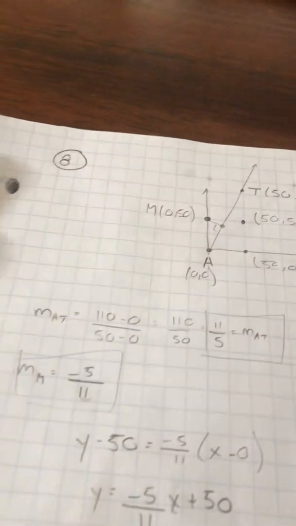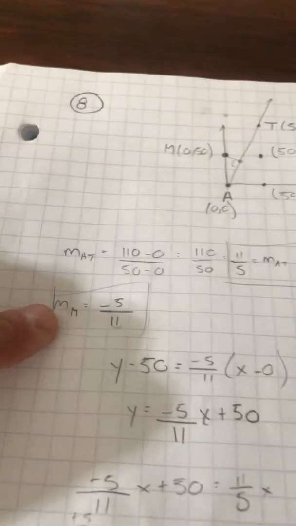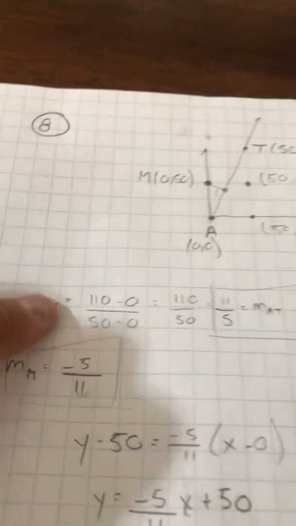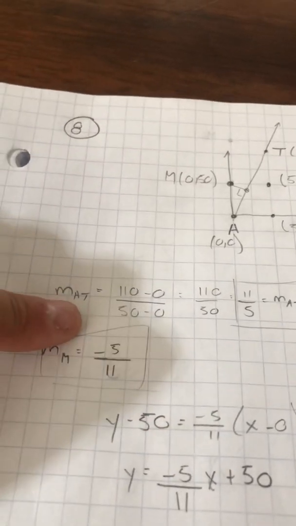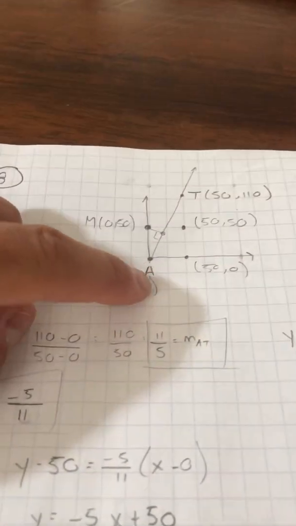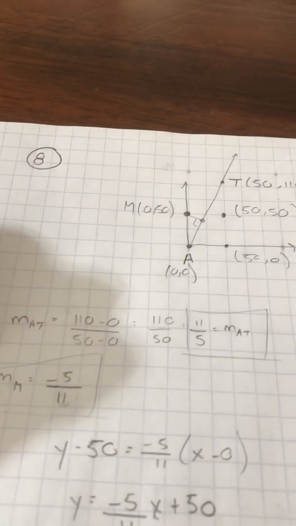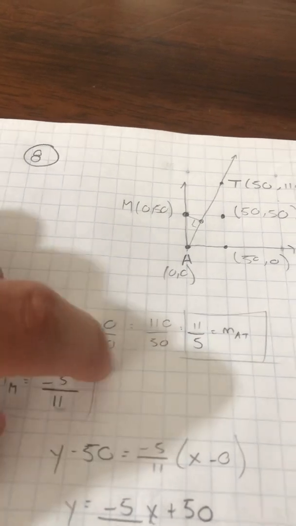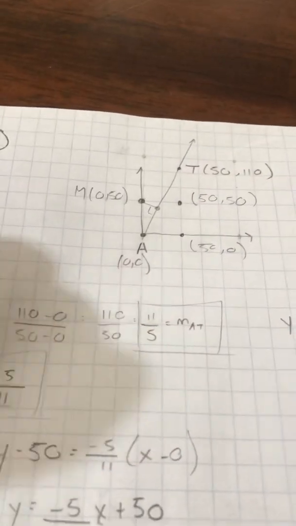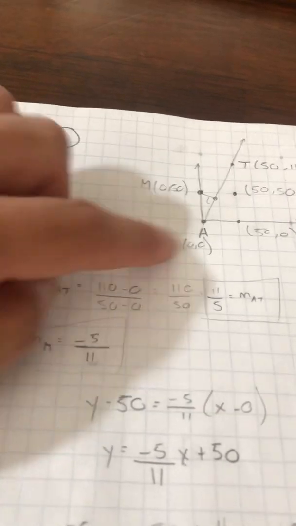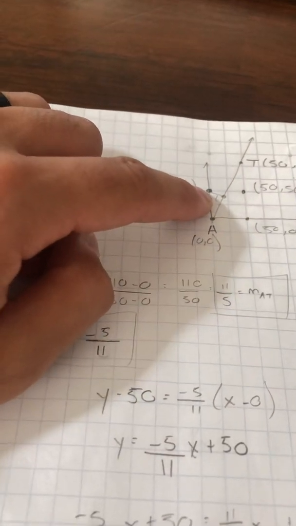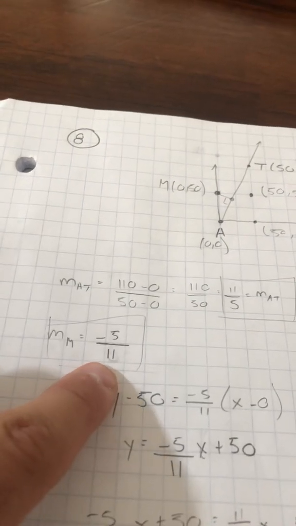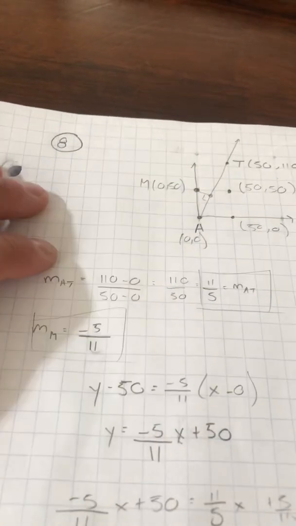Let's do the slope of Angela to Tiffany first. So we use delta y over delta x, and we get 110 over 50, which is 11 over 5. And we know that since this line right here is perpendicular, it's going to be just flipped and negative. So the slope of Mary's line is going to be negative 5 over 11.